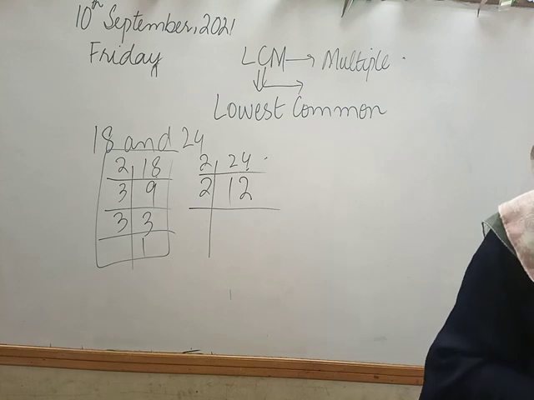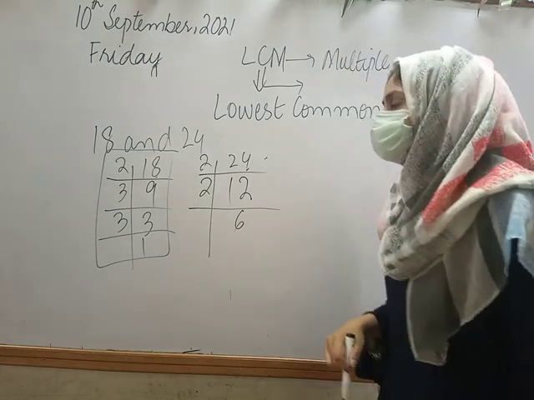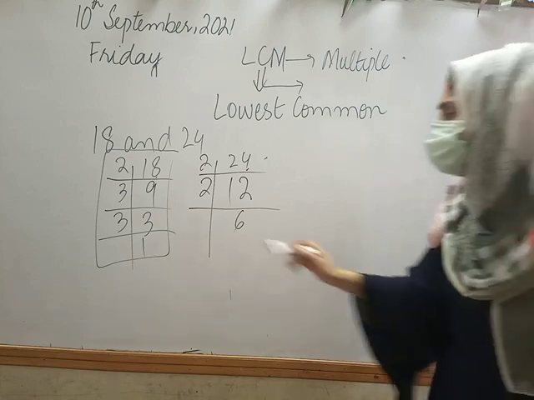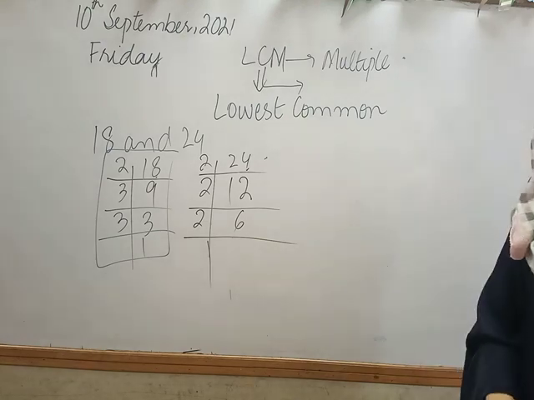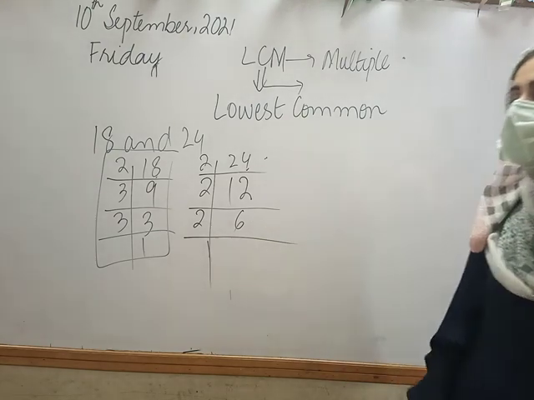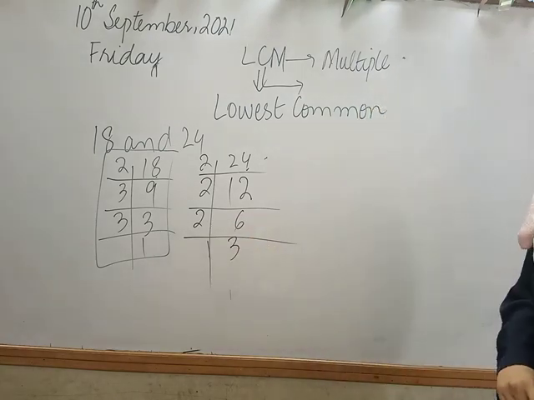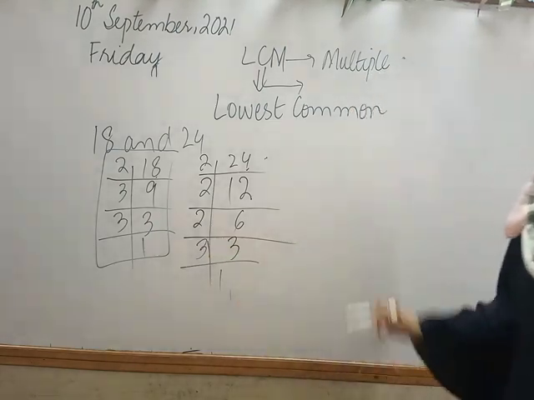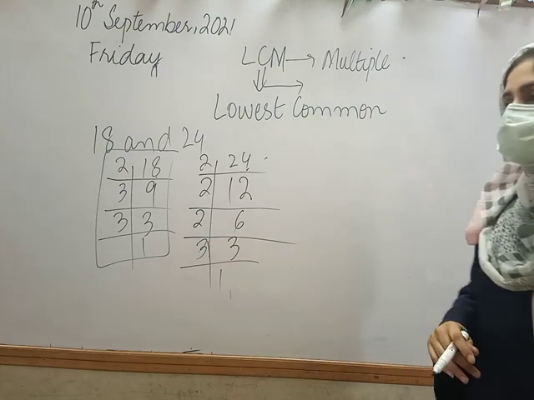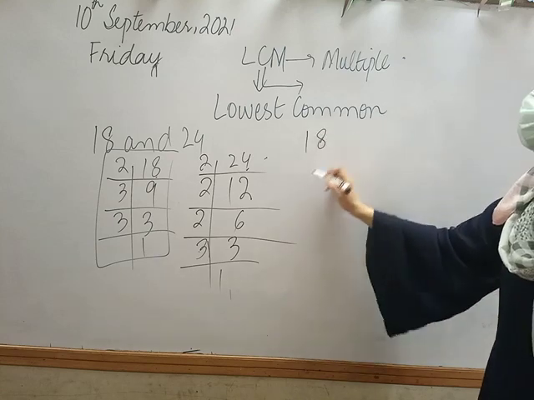Now, still we have 2 at the unit place, so we will find the number which is a multiple of 12. कौन सा है? Very good. 2 6s are 12. Now, again we will divide by 2 to find the multiple of 6. Very good. So 2 3s are 6. In the end class we have 3 which is divisible by itself. Okay.